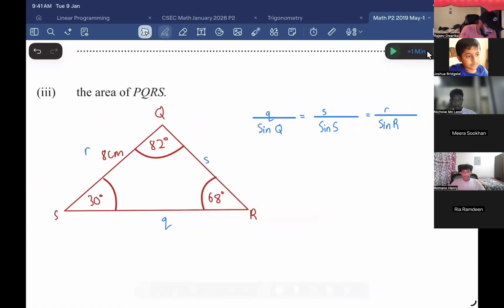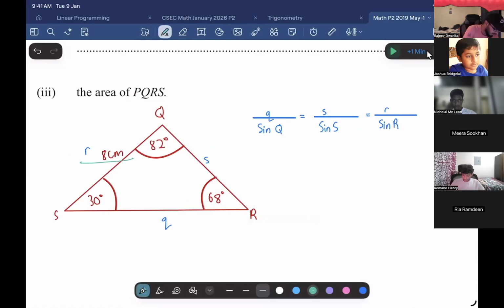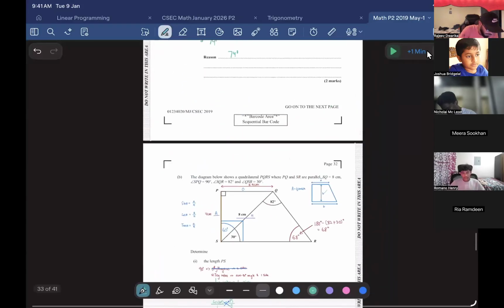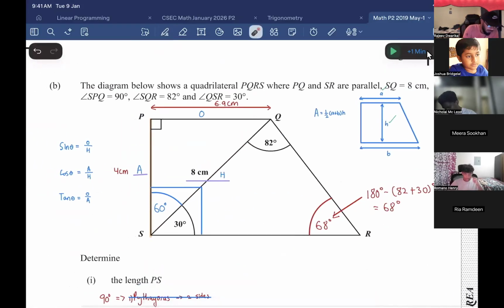Yes, sir. We see an R. Nice. Excellent. What else are you seeing? S. You're seeing S, right? But remind me, what length do we need if we want to find the area of a trapezium? Let's recall, if I wanted to find the area of a trapezium, I'd need to know what this length is. So I'm interested in finding what length.